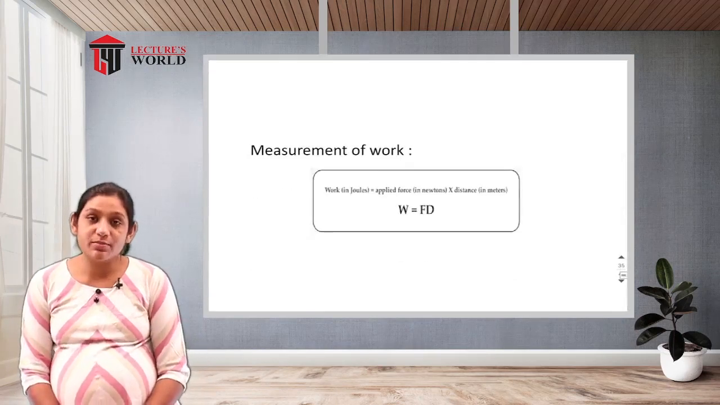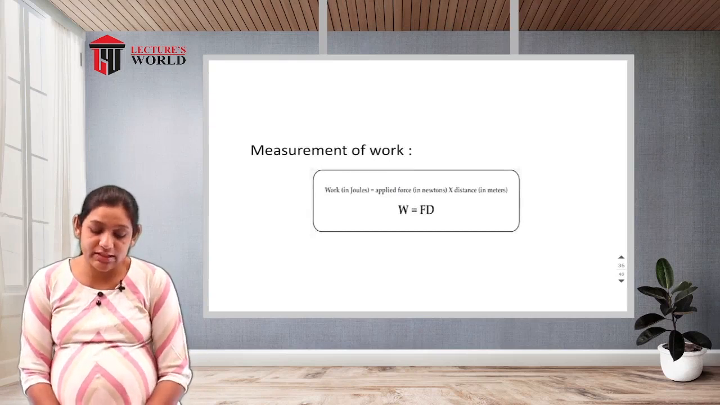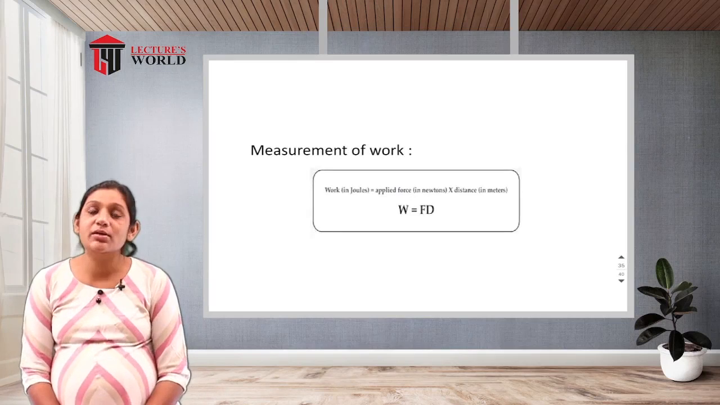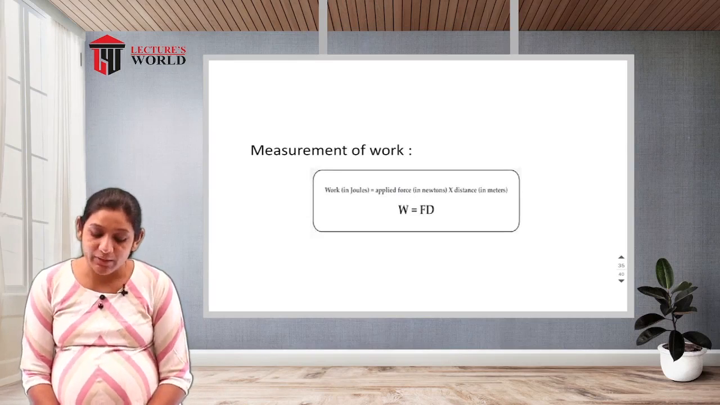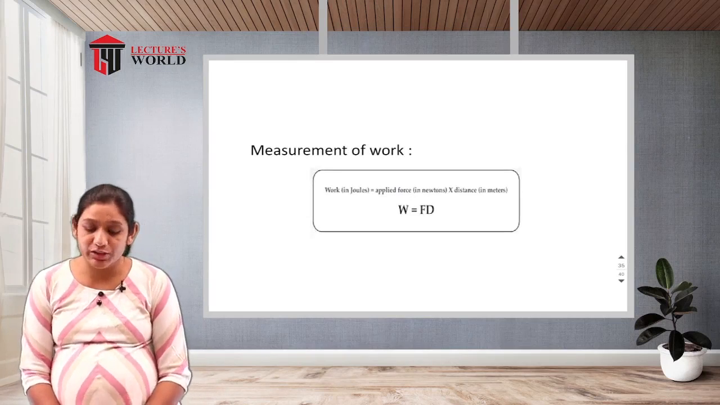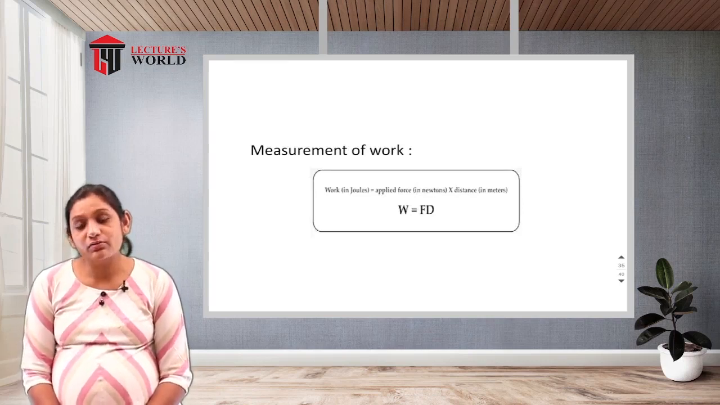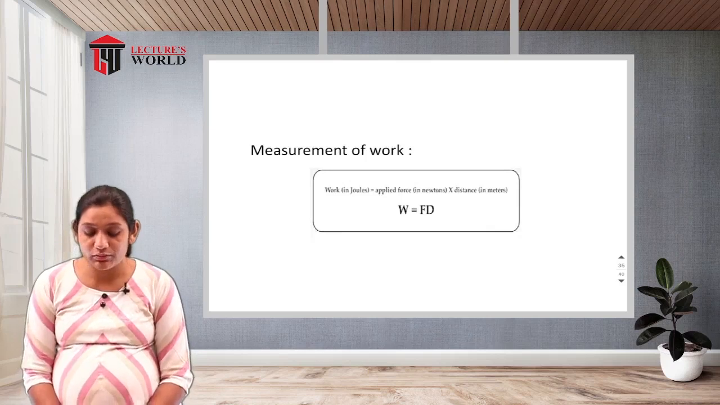Here is the measurement of work. Work is equal to applied force times distance, which means W is equal to F times D. The applied force is in newtons and the distance is in meters. So work is equal to F into D.